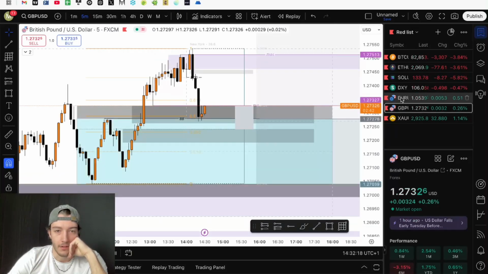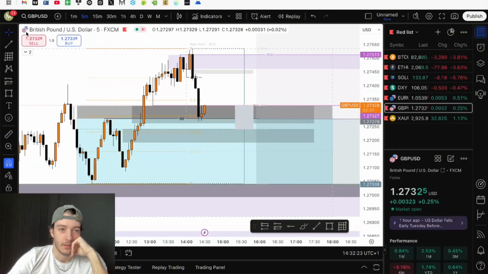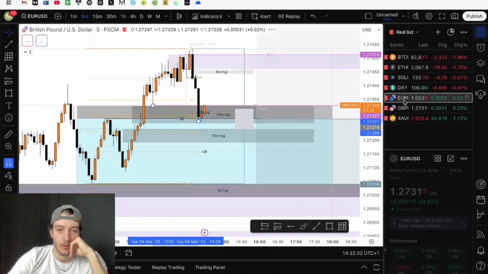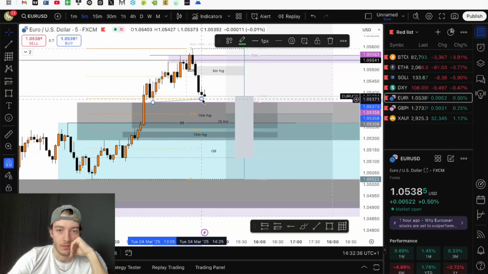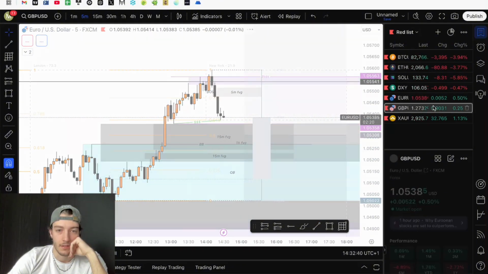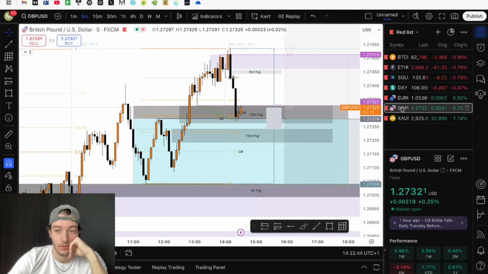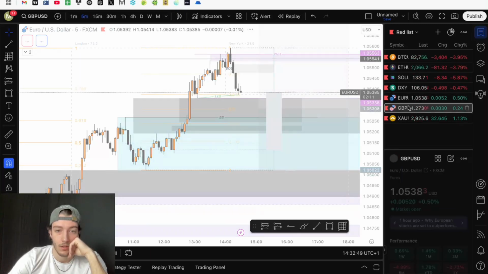I'm looking for any kind of SMT divergence. I don't see much yet. I mean, there is this one, but I don't think this could be marked as an SMT. I'm not sure. That's the only one I see, but I don't think this is a valid SMT divergence. It could be.